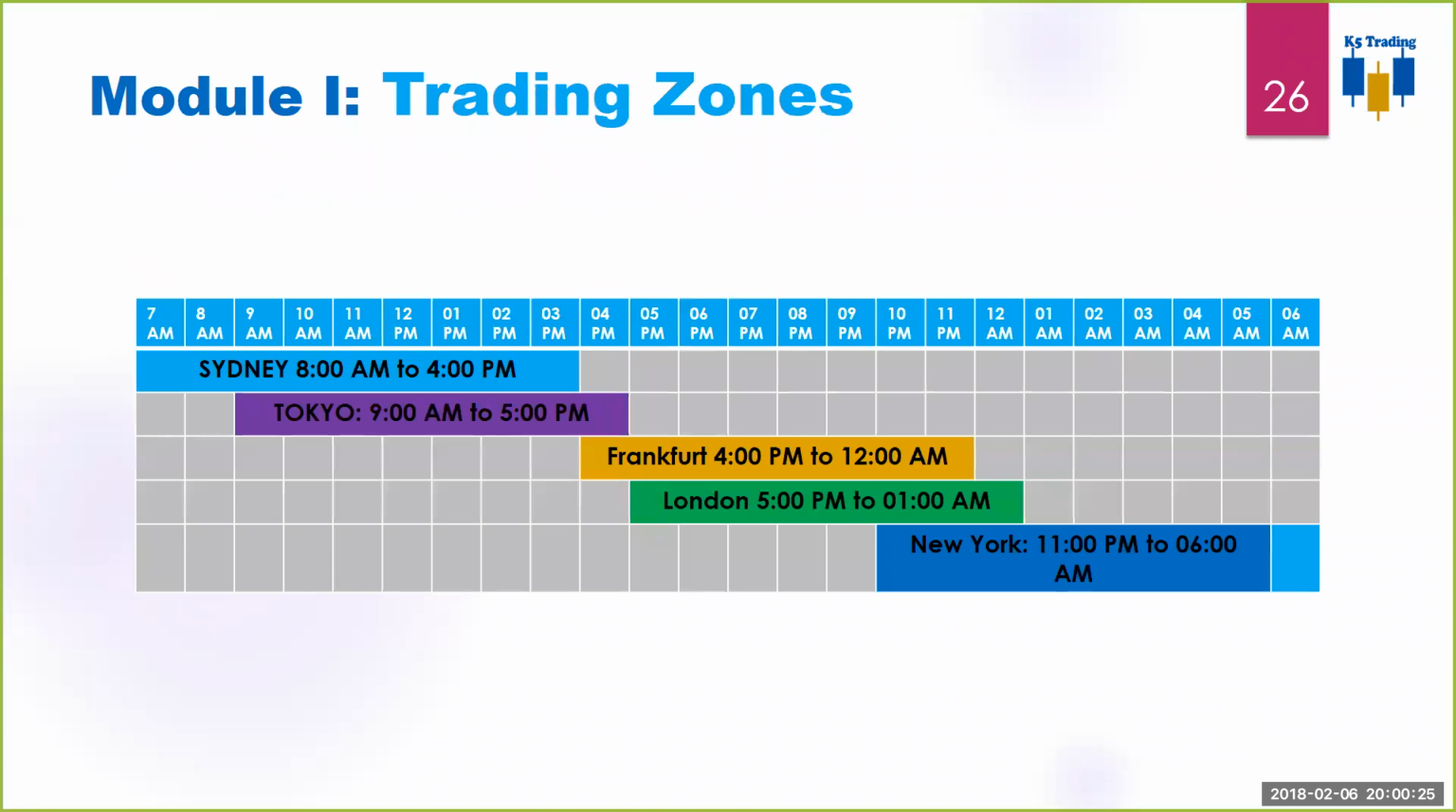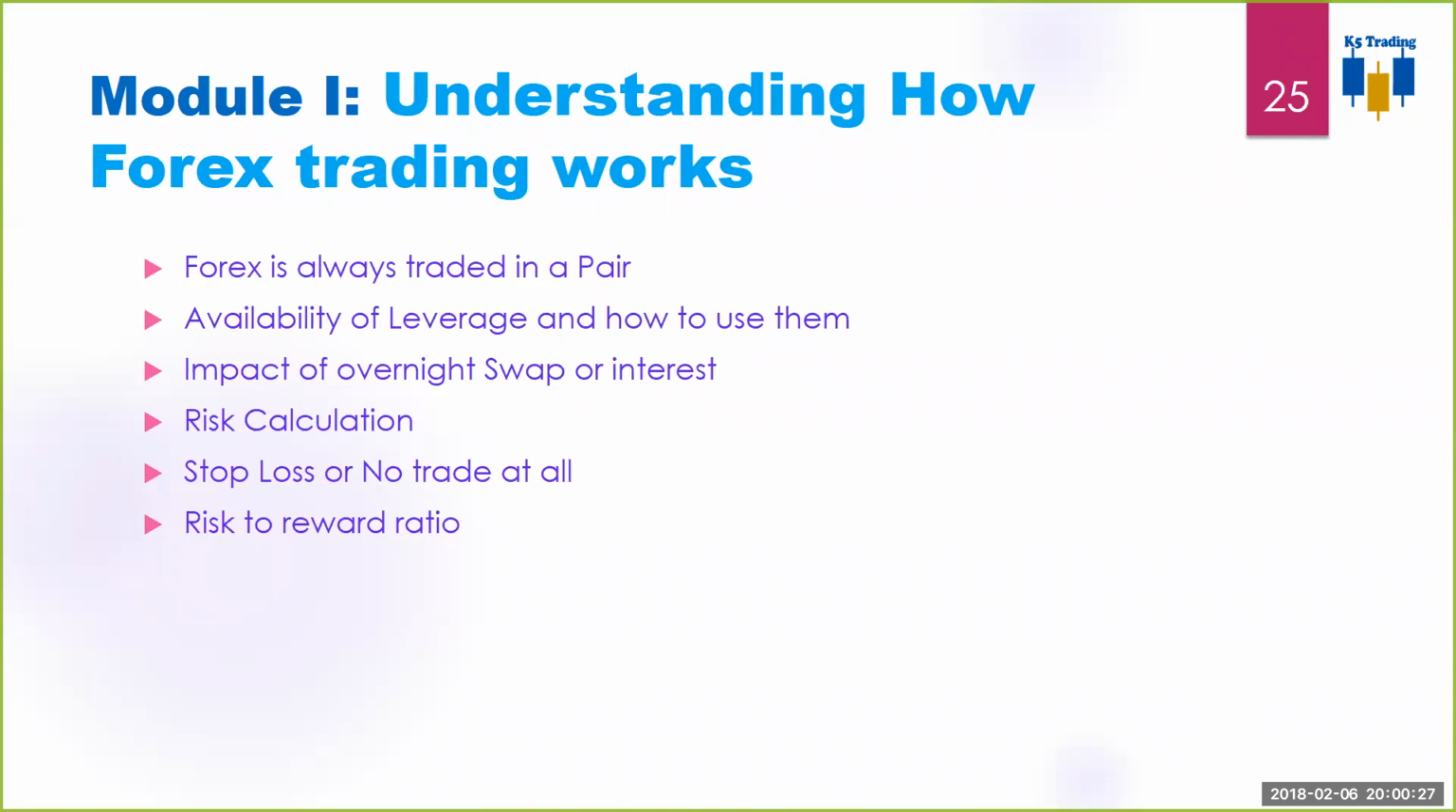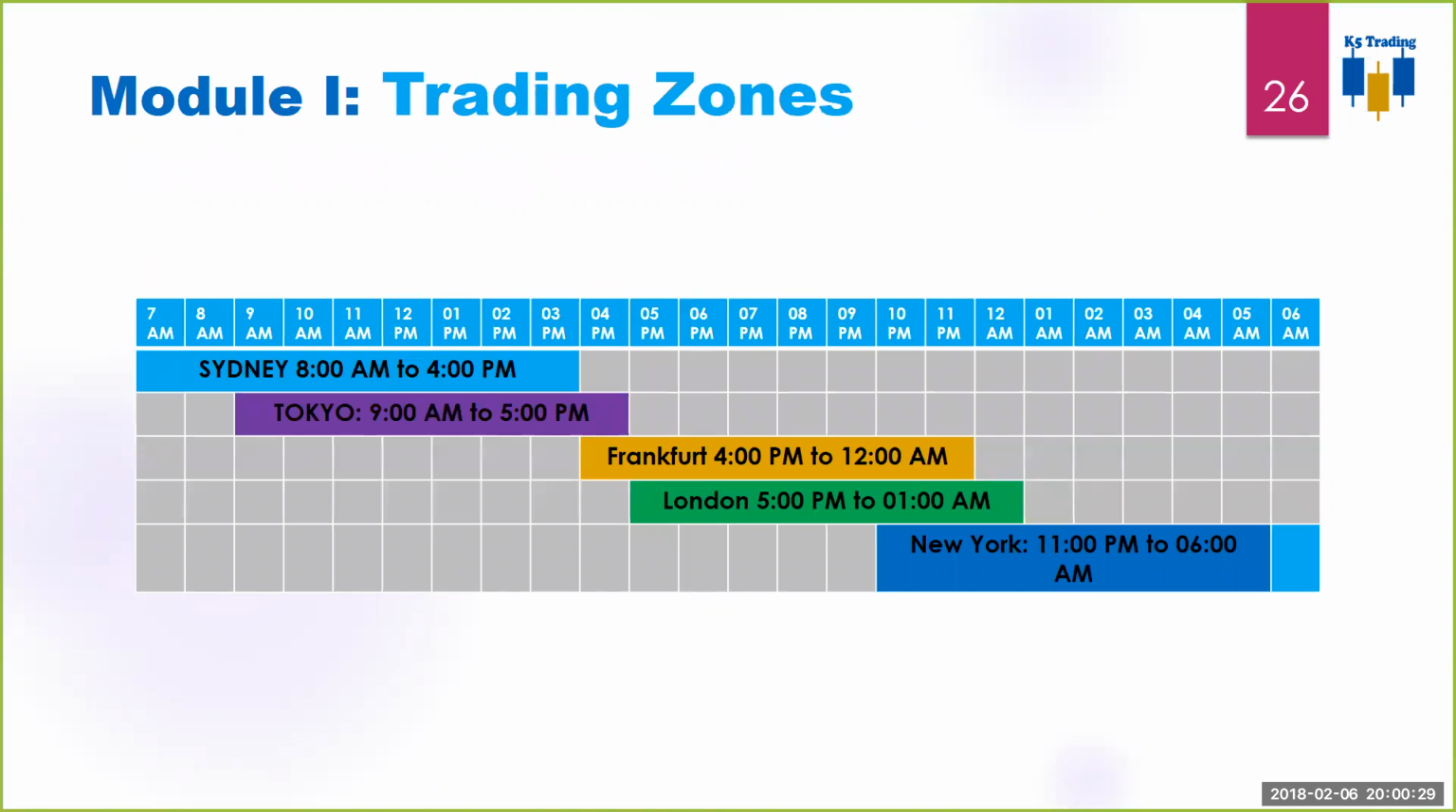The next thing we're going to cover is the trading time zones for Forex. Forex market starts around 7 a.m. Australian time and goes up to 4 p.m. Australian time. Tokyo market starts at 9 a.m. Australian time, and Frankfurt starts at 4 p.m. Australian time. London starts at 5 p.m. Australian or Sydney time, and New York starts at 10 p.m.